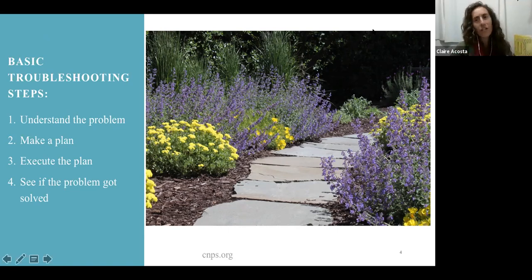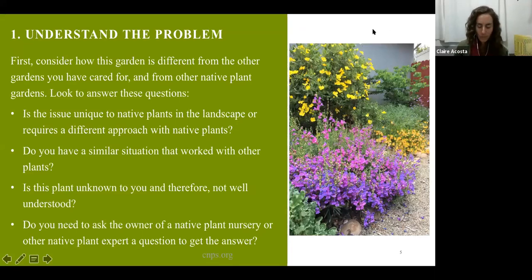But to go into each of those steps in a little more detail: understanding the problem. Essentially, if you're having some kind of issue in the garden that you don't know what to do about. Obviously, if you're having issues in the garden and you know what to do, this is not the problem. But I think the first step is considering how the garden is different from other gardens that you work with, whether or not they're native.